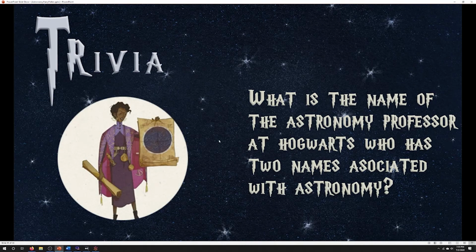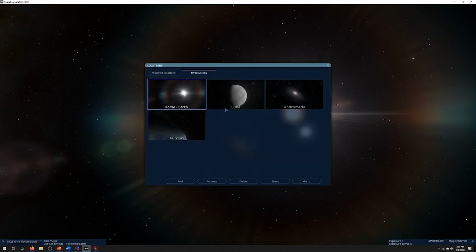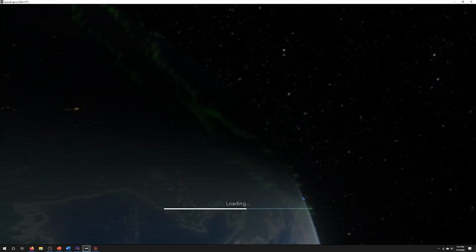Aurora Sinistra. Yes, her first name, Aurora, is not astronomically themed, but it is an atmospheric phenomenon. It's based on the Aurora Borealis, or the Northern Lights. Let's take a look at those Northern Lights. Have you ever heard of the Northern Lights? Very beautiful display as it loads up here.